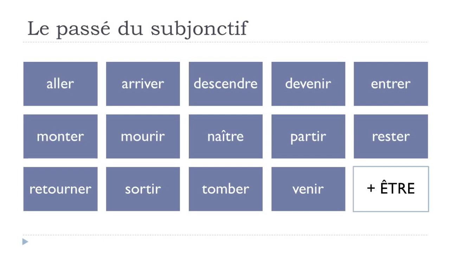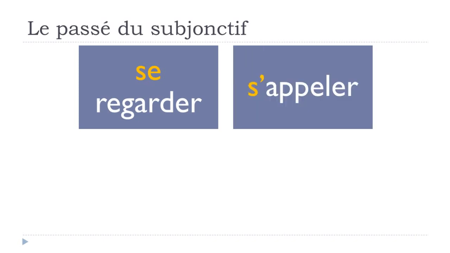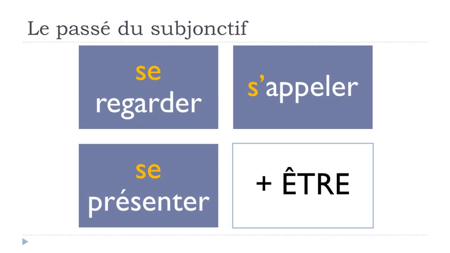All these verbs will be requiring être at this passé du subjonctif. Okay? And then, of course, as we saw previously, all the reflexive verbs, so se regarder, s'appeler, for instance, se présenter, they will require être. So as long as you've got these verbs, you know, se something, then you should keep in mind that you will have to construct them with être. And of course, they will behave a bit differently because you will have to add little things, but we'll see that in this lesson, don't worry.